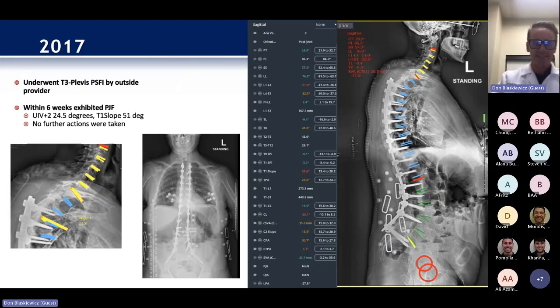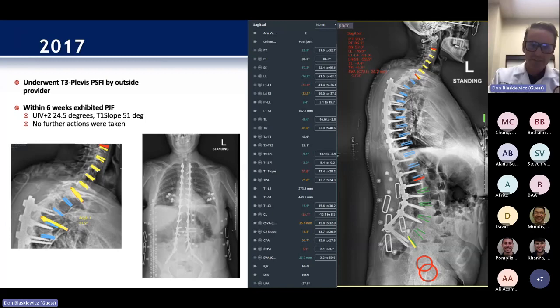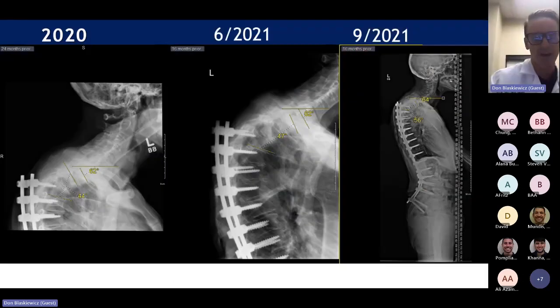In 2016, she was evaluated by another surgeon. I just happened to get the older pictures, and she underwent a T3 to the pelvis. Within 6 weeks, she exhibited proximal junctional failure with a UIV +2 of 24.5 degrees and a T1 slope at 51 degrees, and no further actions were taken.